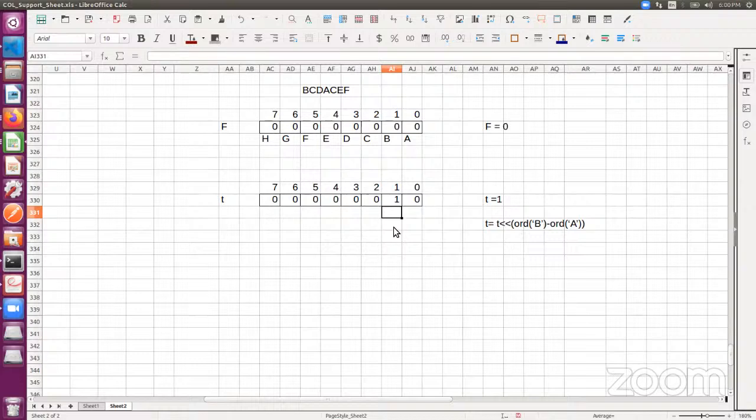No, it is not set. Okay, I'll give a clue. We have to use some bitwise operation. Which bitwise operation should I use? Okay, I'll tell the bitwise operation also. You tell me the logic. Okay, so we have to use the AND operator, bitwise AND operator.